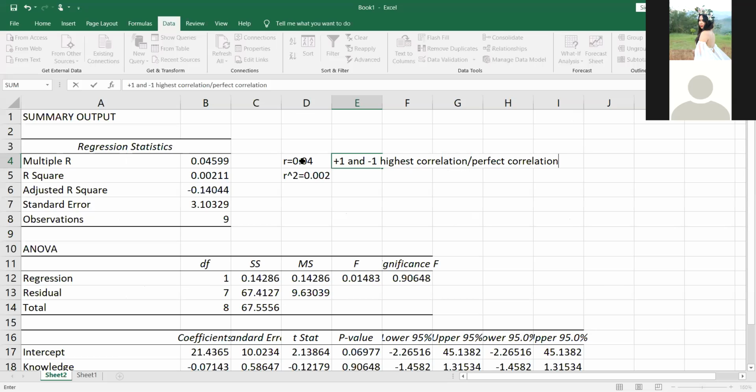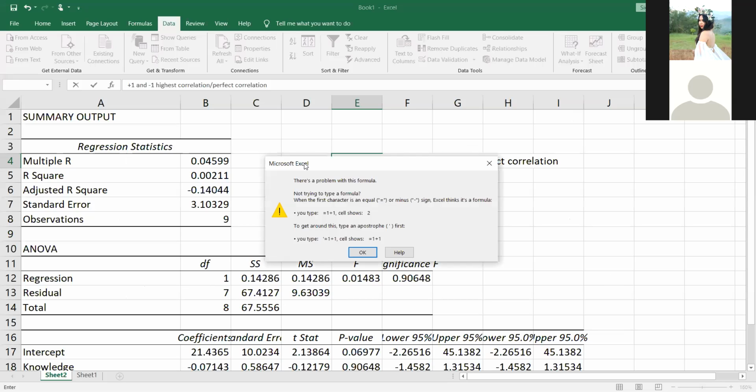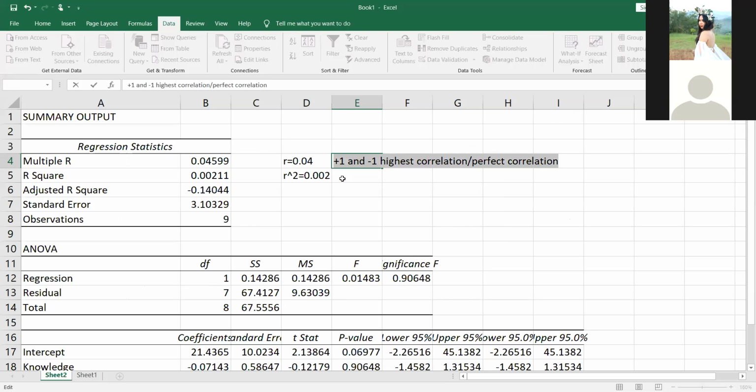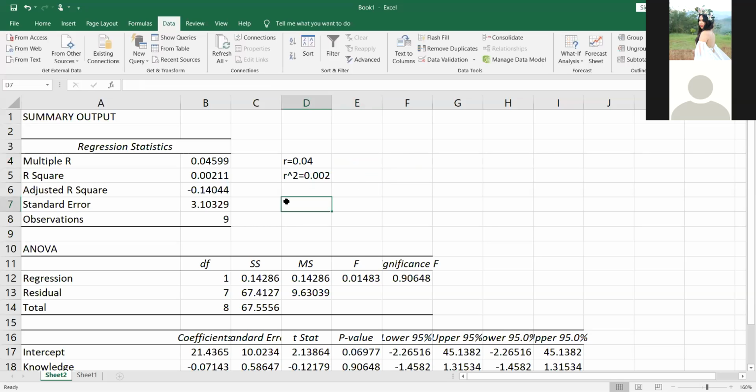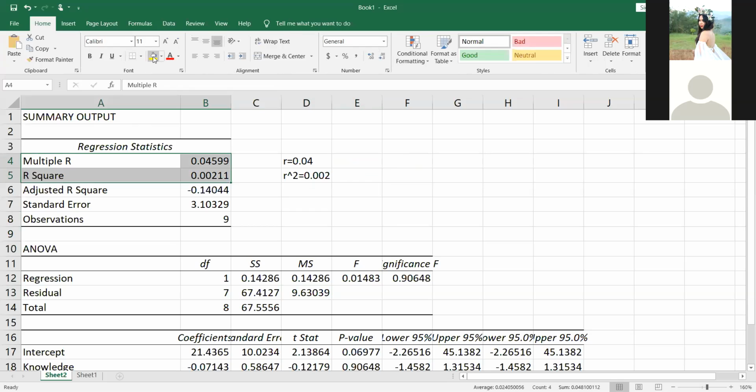So this is very low. So it is weak correlation. Actually, it's almost 0. So it's almost no correlation. So what we need here is this value. We just need this R squared.